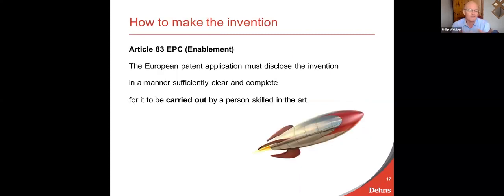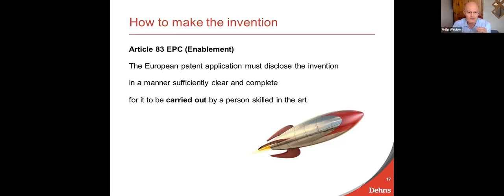So those are the 2 main criteria that apply to the claims. The rest of the patent application, this is one of the other provisions that applies. This is quite often called enablement. You have to show how to put the invention into practice. For example, if you're claiming a rocket that travels 5 times faster than the speed of light, you're going to struggle to show how that works. And if you can't do that, you're not going to get a patent for it.